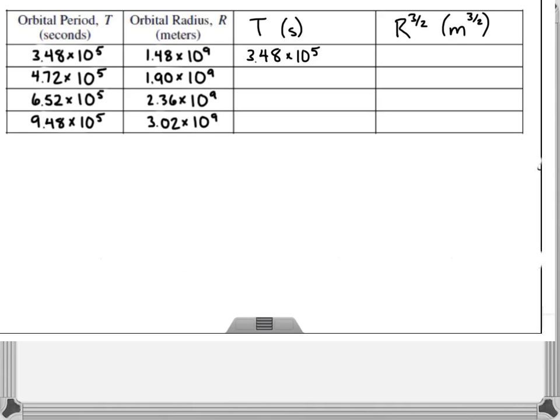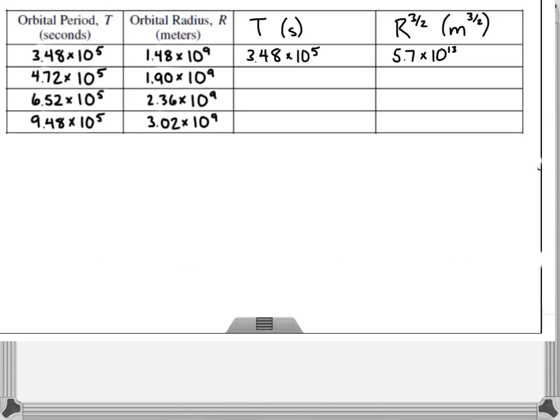All right, so what I need to do is take this number and raise it to the 3/2 power on my calculator. When I do this first one, I get 5.7 times 10 to the 13. I'm sorry you can't see that number terribly well. Looks like it's pretty small. But you could also do that for the remaining rows as well. This number to the 3/2 power will go in here, and so on and so forth. So you will fill in these two columns of data with t and with r to the 3/2.